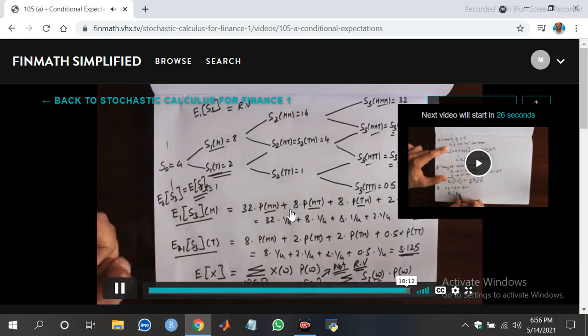Now, that's pretty much all I wanted to discuss for conditional expectations. In the next class, we're going to start talking about properties of conditional expectations.